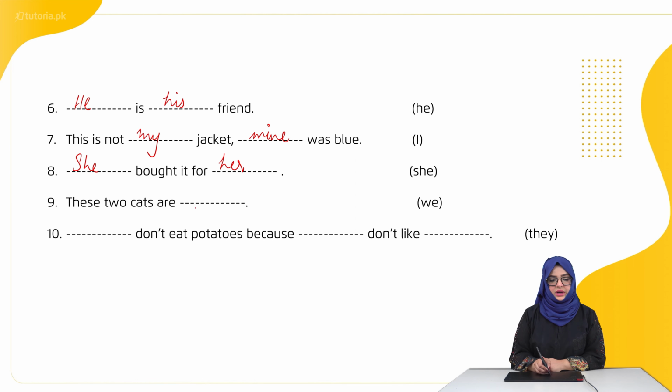Ninth is, these two cats are dash. These two cats are ours. 10th is, dash don't eat potatoes because dash don't like dash. They don't eat potatoes because they don't like them.